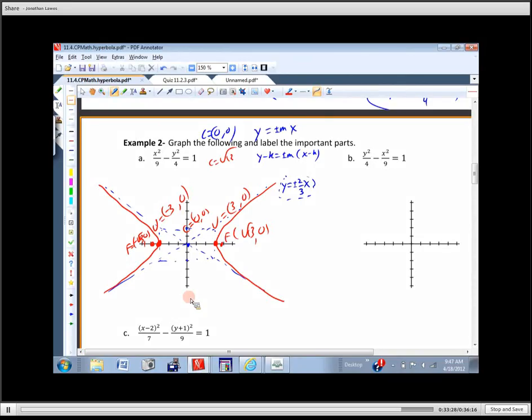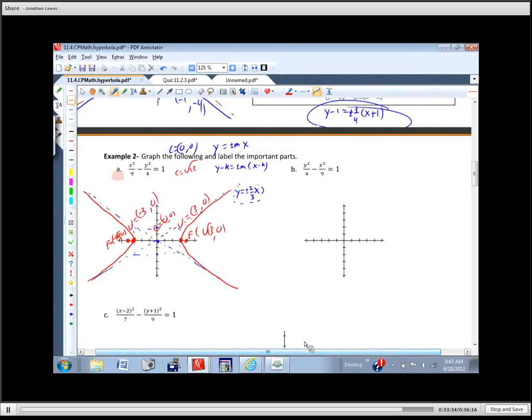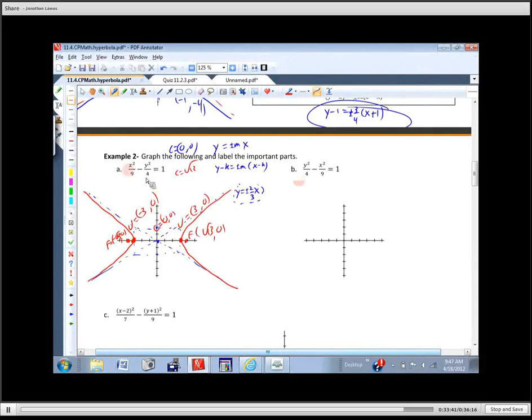Easy enough? Okay. What is the difference between example A and example B? Okay. Y and X are switched. Is everything switched? This is still, underneath the X is a 9. We're still going to go 3 units in the x direction. Underneath the y is a 4. We're still going to go 2 in each y direction. And the center is still 0, 0. So we're going to go up 2 over 3. So it looks like this. There are the asymptotes.